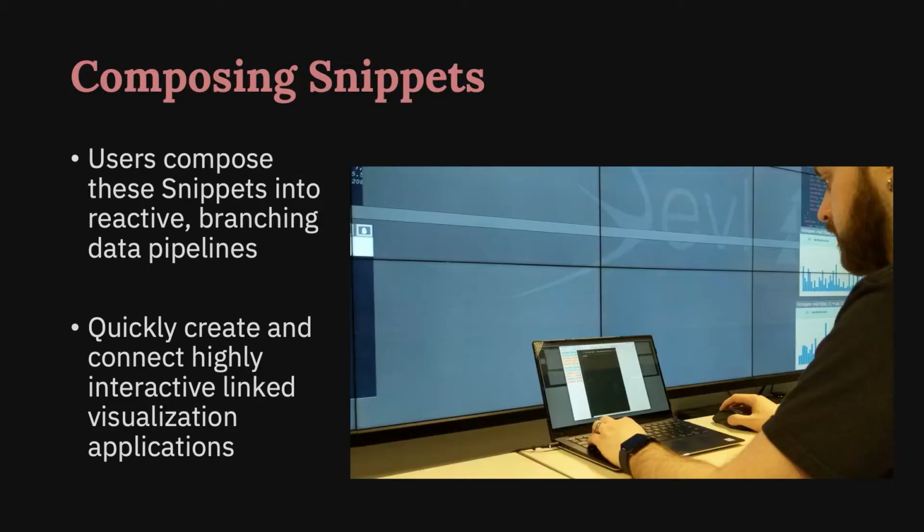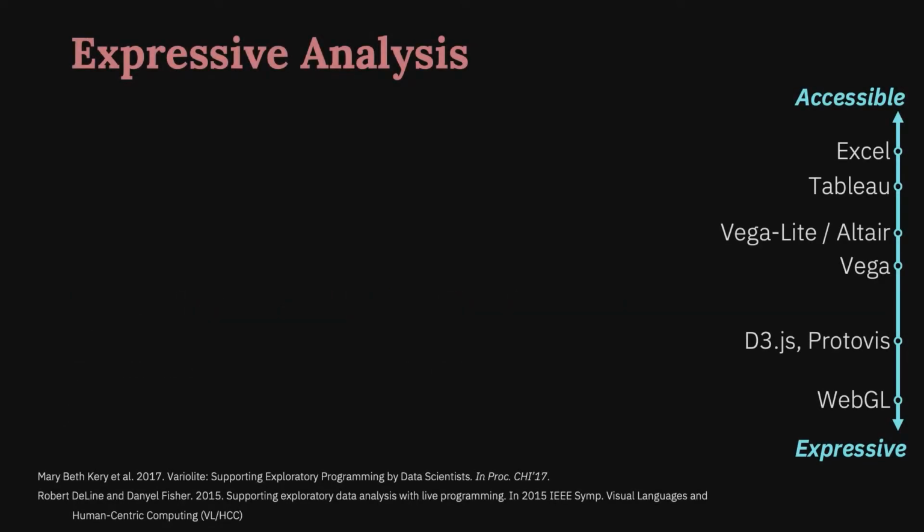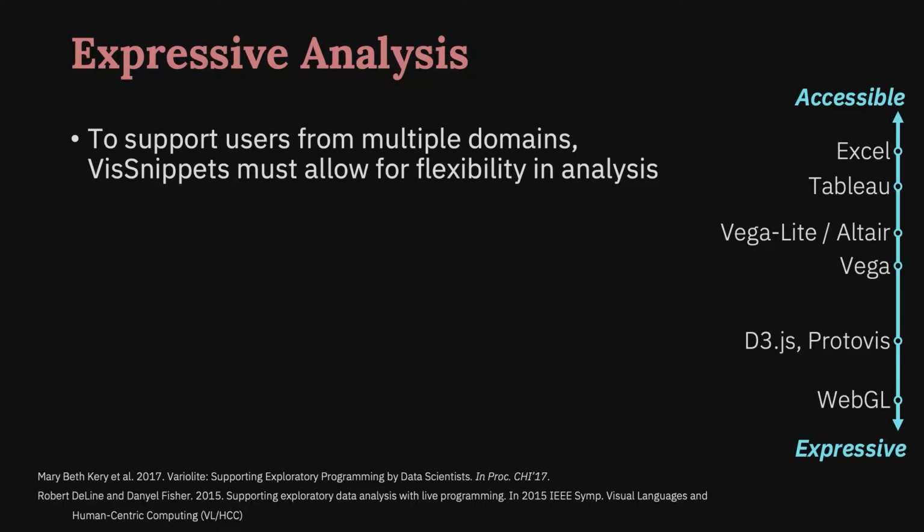Next, we will take a deeper look at the design of VisSnippets and its motivation. The design of VisSnippets is motivated by two primary aspects. First, VisSnippets must support expressive analysis. Second, it must do so during mixed-focus collaboration. When we talk about expressive analysis, we refer to the flexibility that a system offers to adapt to different types of data from multiple domains. Supporting expressive analysis will make a system more broadly useful to multiple user groups.